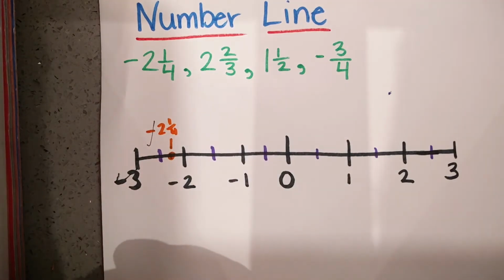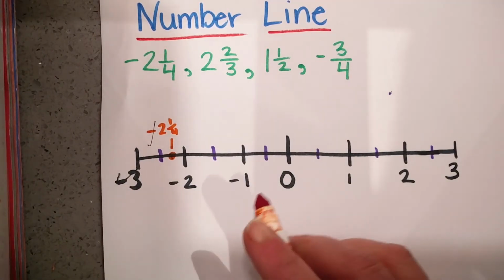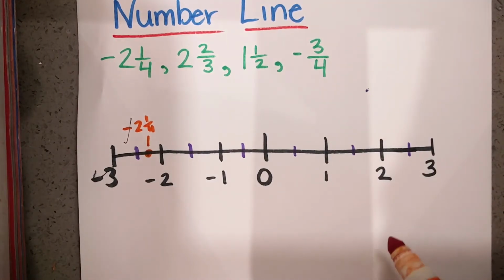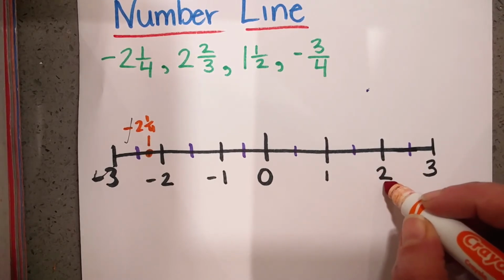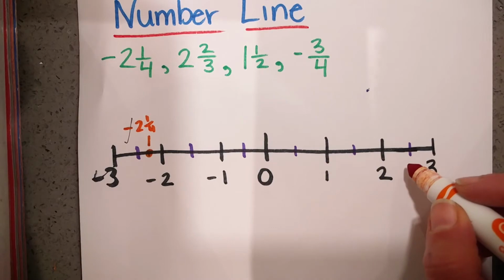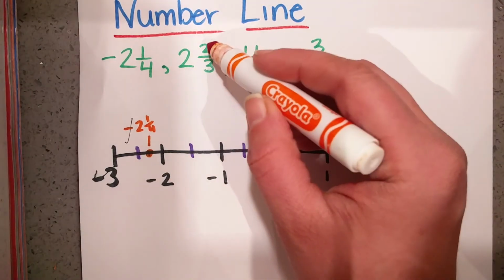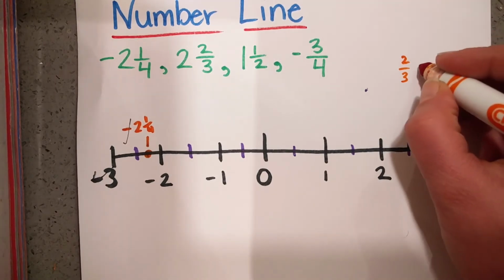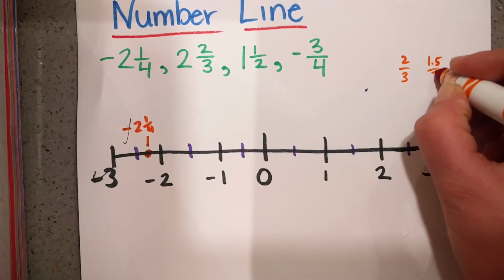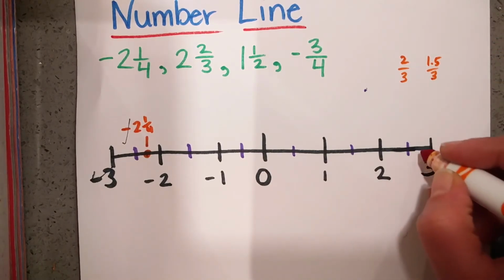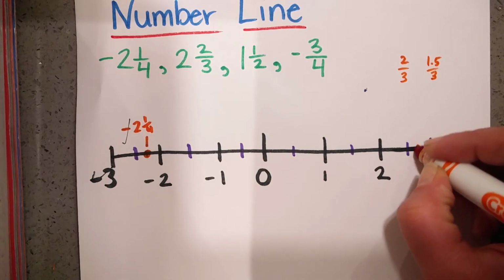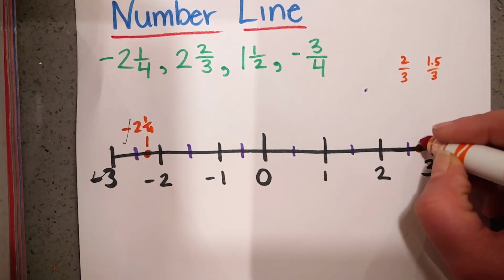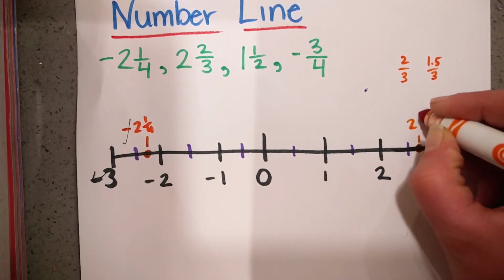The next number I have is 2 2/3. That goes on the right side of the 0 because it is a positive number. So we have 2, and I see 2 is over here, and 2/3. Well, if I look at 2/3, it's a bit of a tough one. What would half of 3 be? So half would be like 1.5 over 3. That would kind of be half here. So 2/3 is going to be just a little bit more than that. I can mentally think in my head that I'm dividing this into 3. I'm going to go over here and I'm going to put 2 2/3 here.